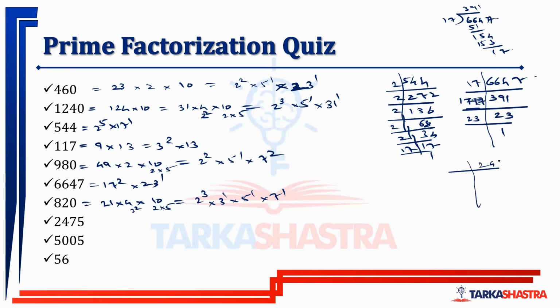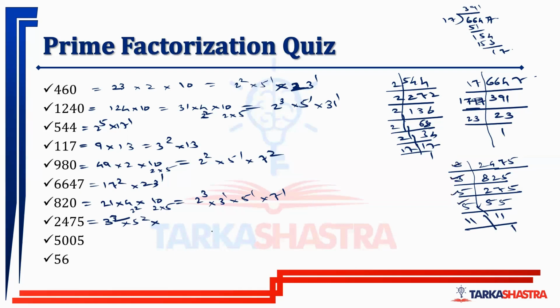Let us try to do it using this method. 2475. Is it divisible by 3? So this is 2 plus 4 plus 7 plus 5, 18. It is divisible by 3. So 825, again divisible by 3. 275, divisible by 5. 55, divisible by 5, 11, 11. This will be 1. So 3 square into 5 square into 11 raised to 1.